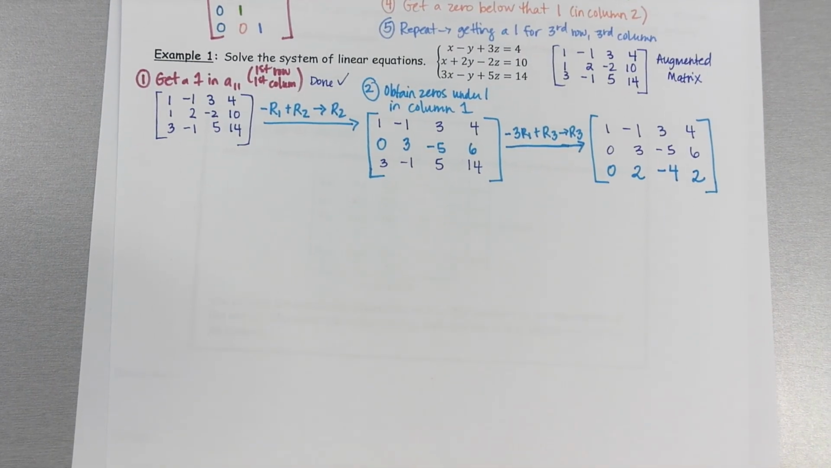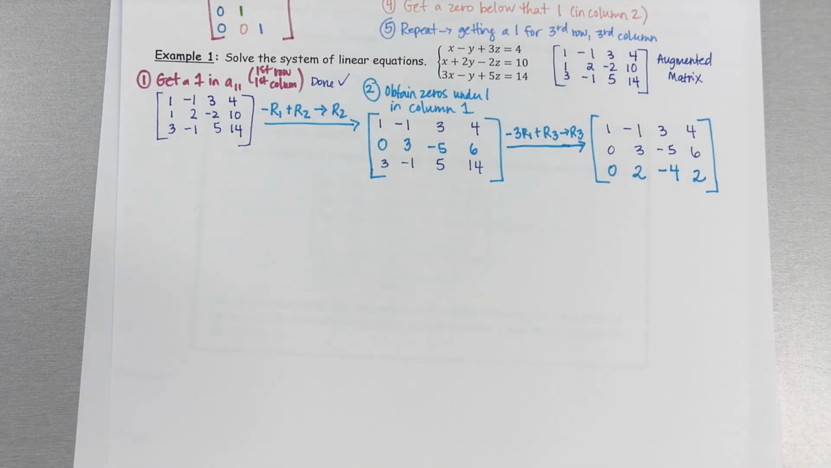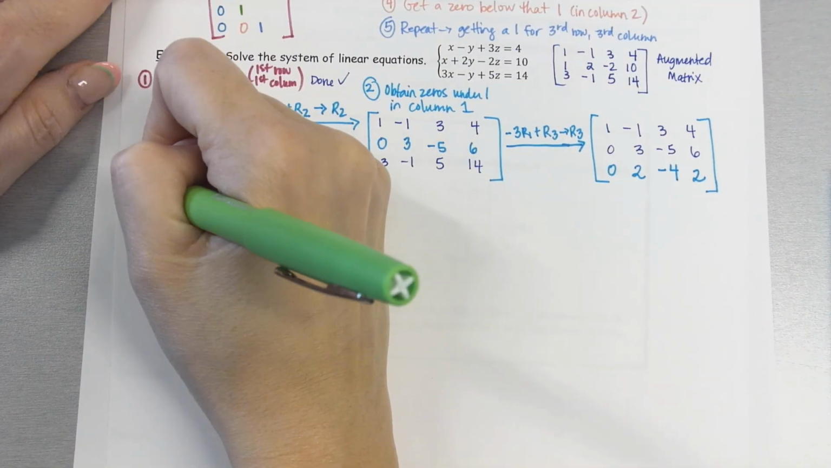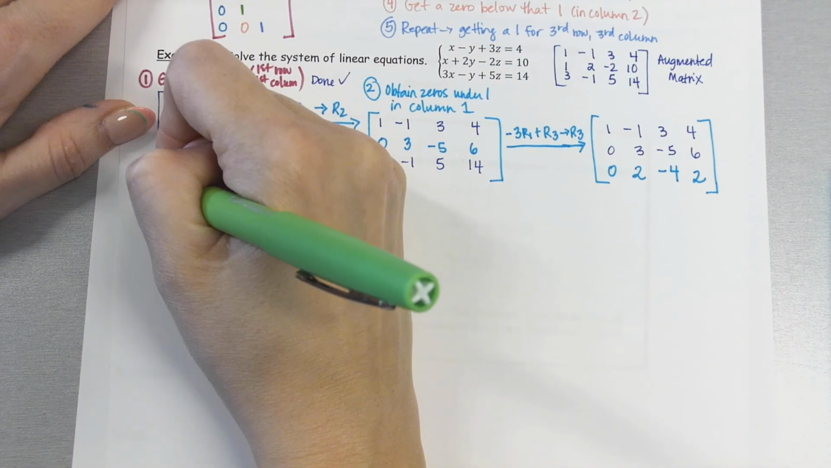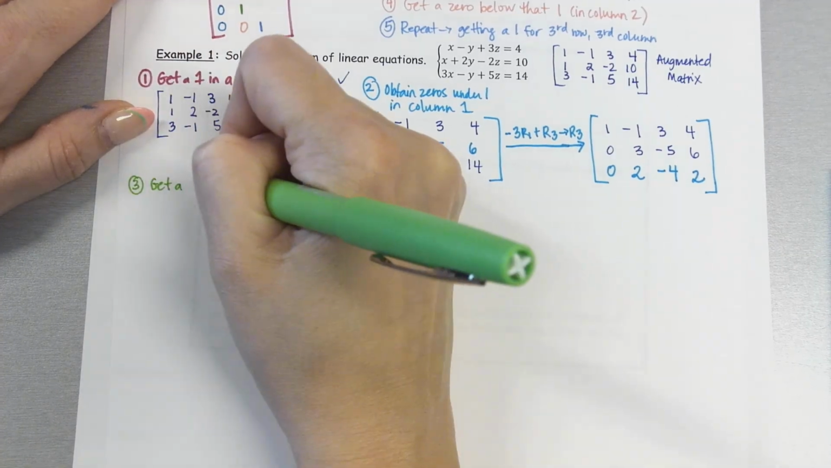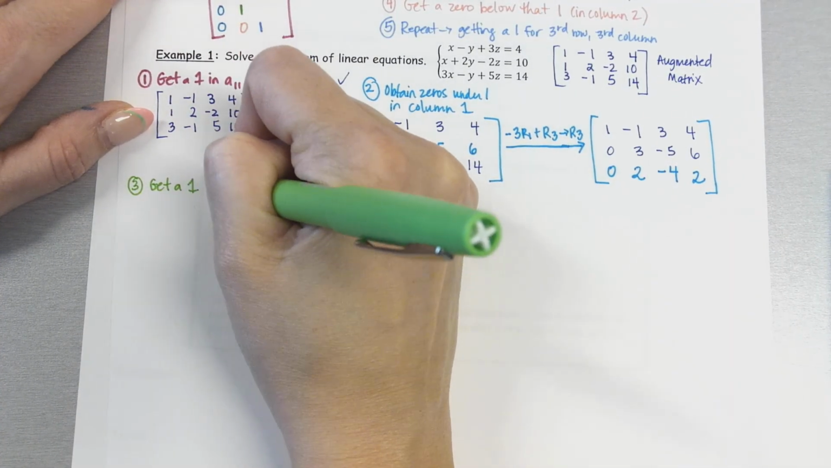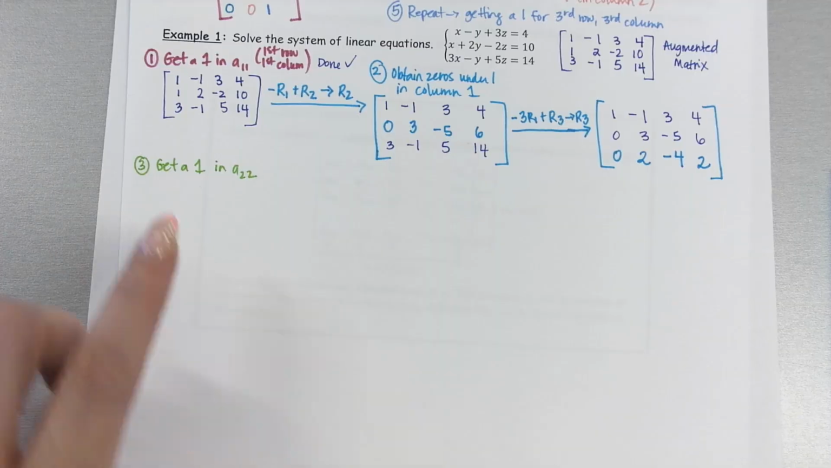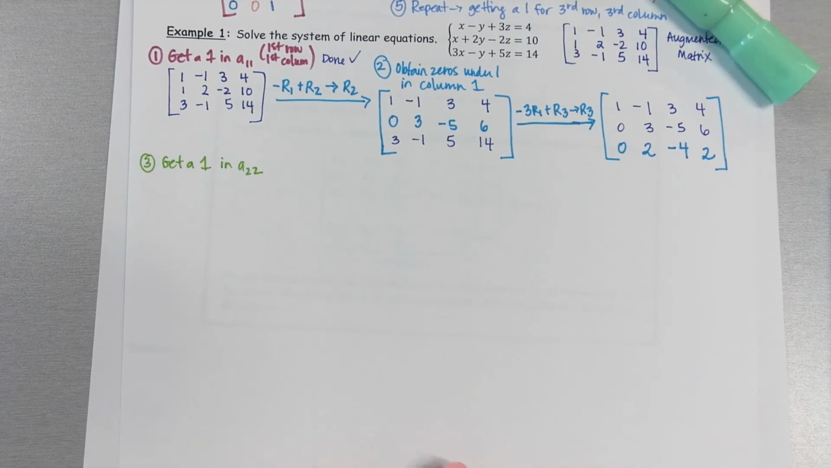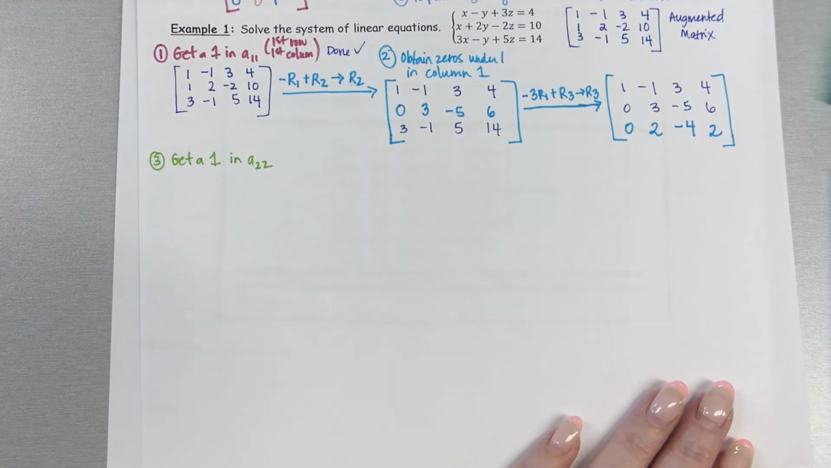All right, now that we have the 1, 0, 0, we need to get a 1 in the second row, second column. So we've got to get a 1 in A22. Second row, second column.